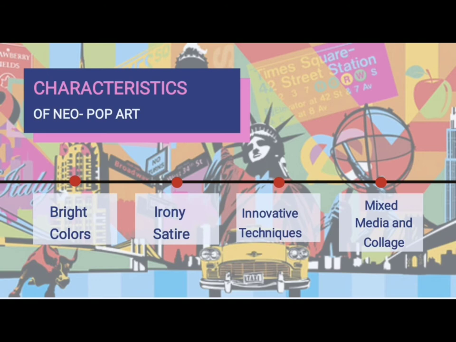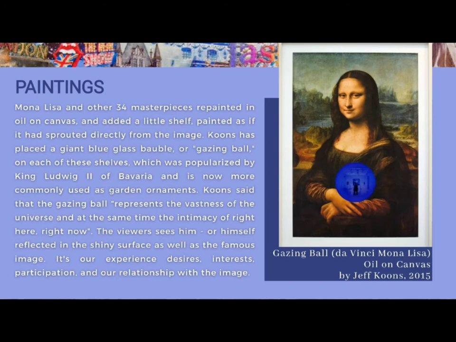They combined seemingly disparate images or objects and placed them on a single canvas to create a new narrative form. Other mixed media artists removed the need of traditional canvas and used wood planks, sheet metal, and other objects as their backgrounds. Neo-pop art paintings.